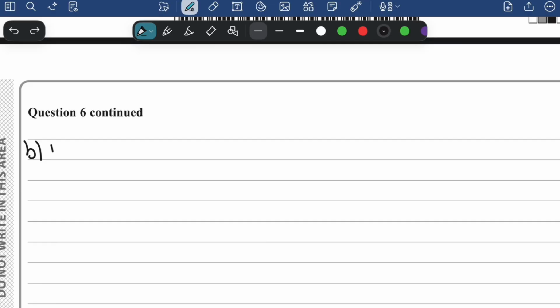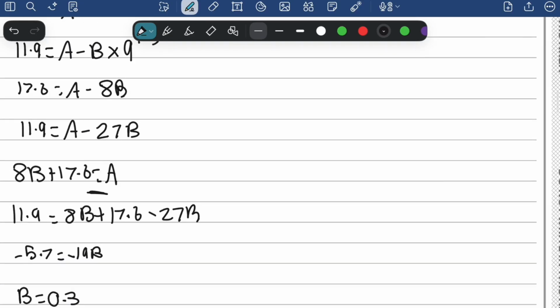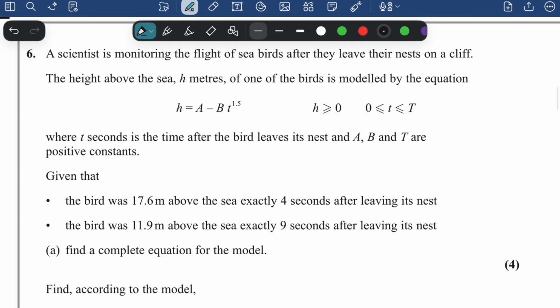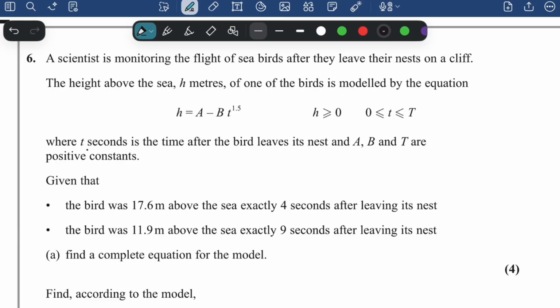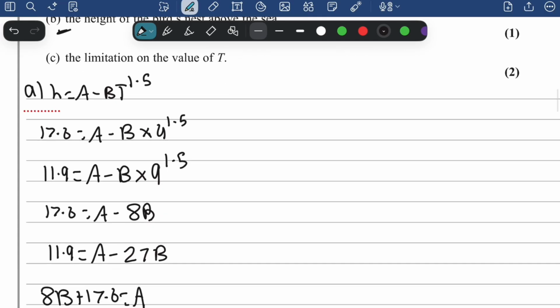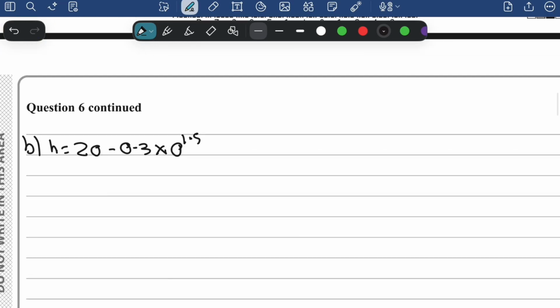So we can just say that h equals 20 minus 0.3 times 0. Because the time of flight is 0 seconds, right? T seconds after it leaves the nest. Hasn't left the nest, hasn't got any time, so it's 0. So that just means that h is going to be 20.